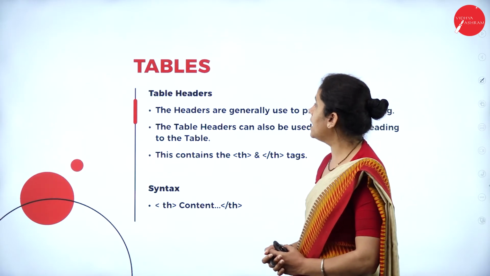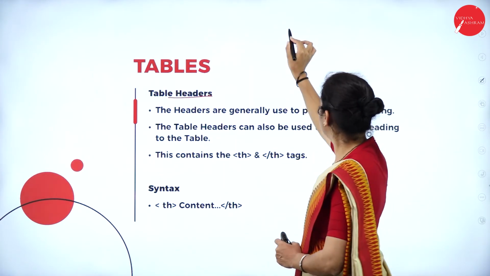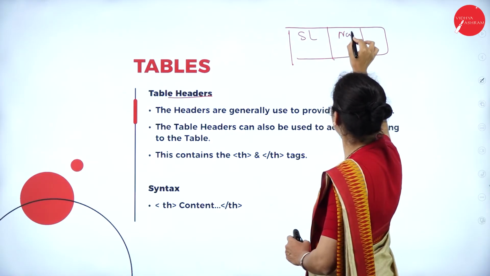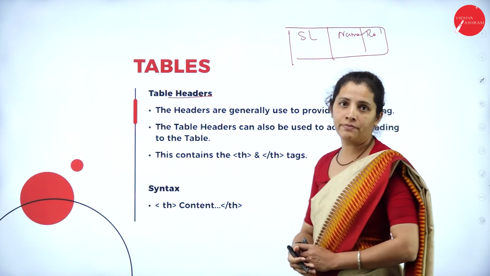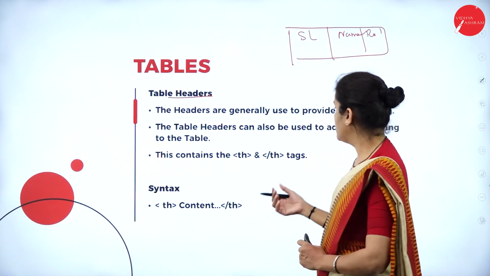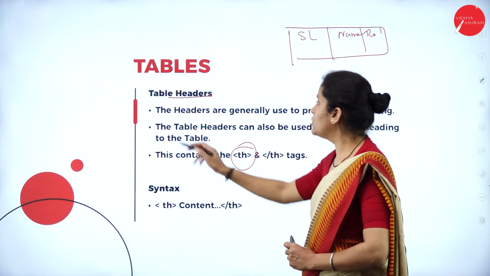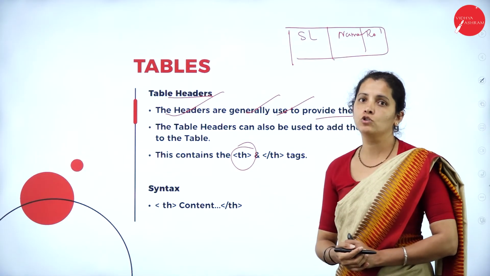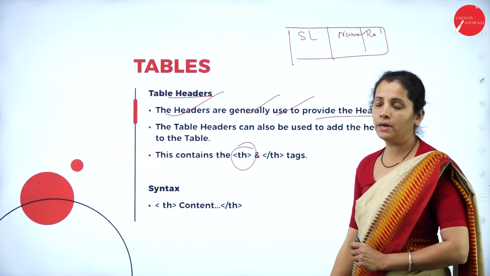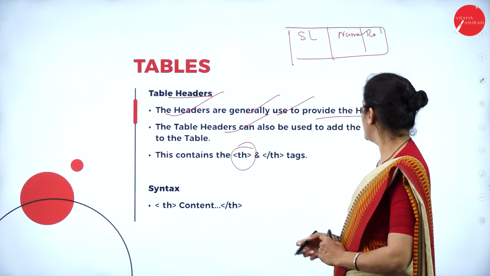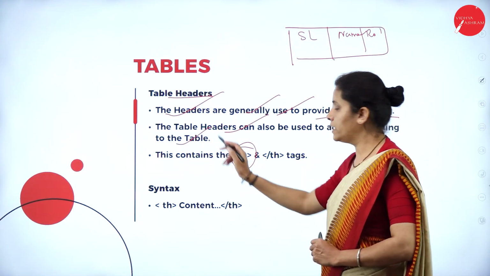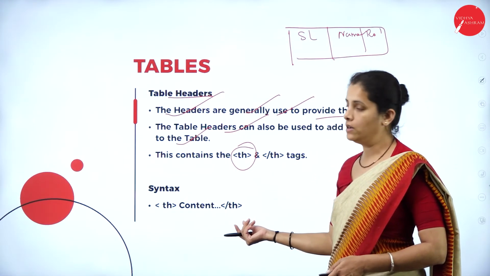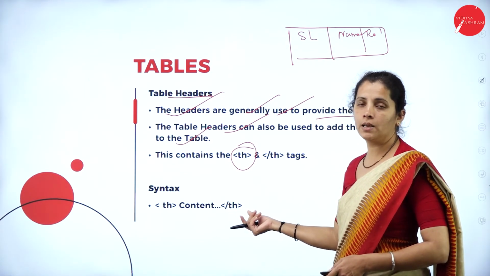Now, if I consider the table header, for example, this is my table with 3 columns: serial number, name, and roll number. To specify the table header, I have the tag called th. Table headers are generally used to provide the heading. Whenever I want to specify the heading, I'll go with the table heading. The table header can also be used to add headings to the table. And what is the tag name? th. The th must have the closing pair to indicate the close of the table header.